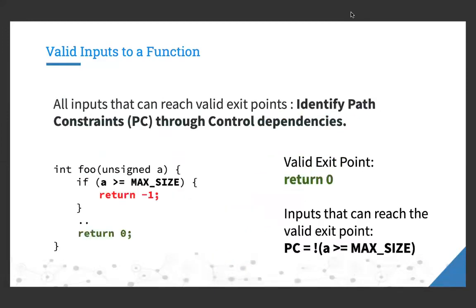Given a valid exit point, we can use control dependencies to identify the path constraints that control the reachability of that statement. Specifically, in this case, in order to reach return 0, any input should make the condition inside the if false. This can be represented by the path constraint shown on the right-hand side of the slide. So any input reaching return 0 needs to make the condition inside the if false.